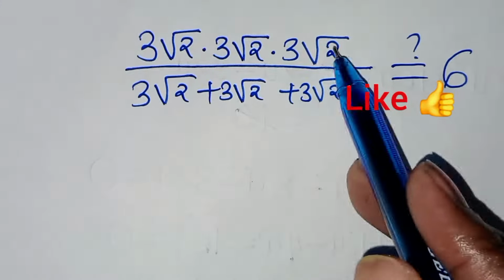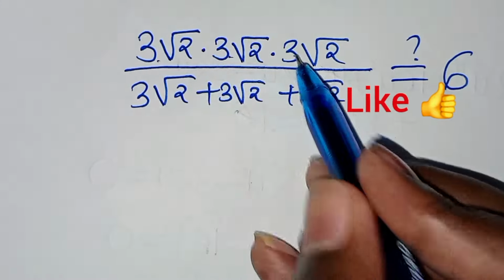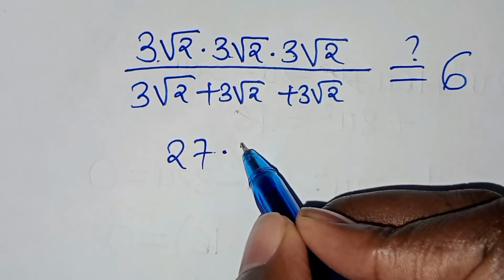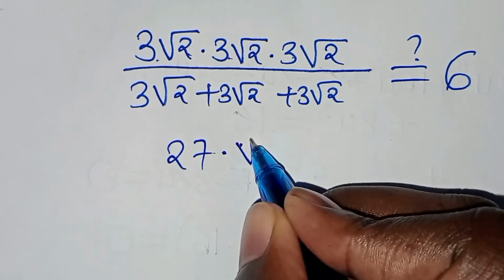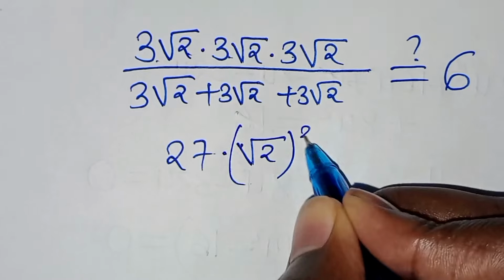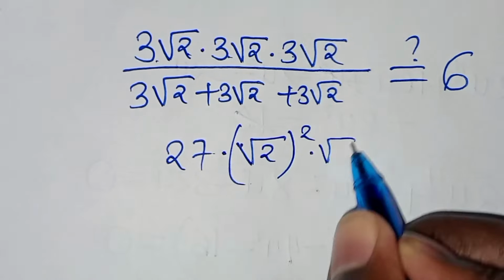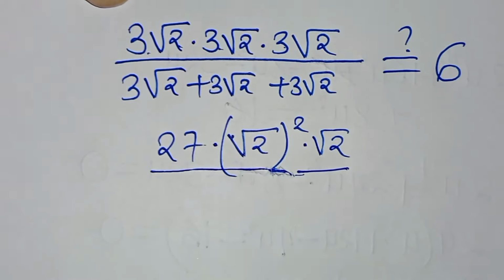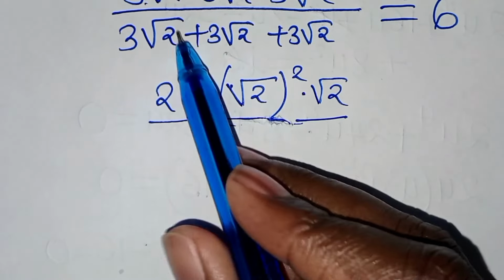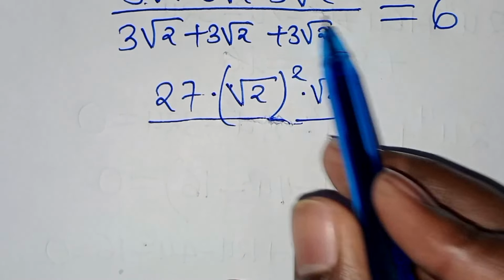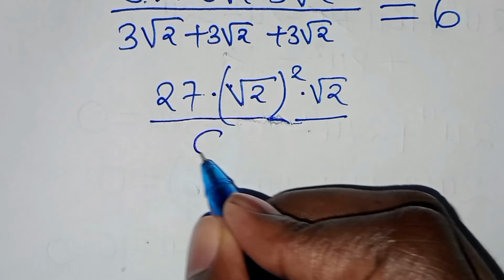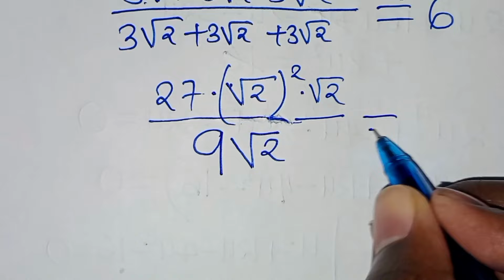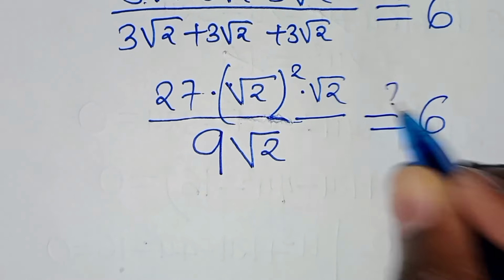So in the numerator part here, we have 3 times 3 times 3. This is 27 times, we have square root of 2 times square root of 2. This is square root of 2 raised to the power of 2, then times square root of 2, divided by, so let's divide here. We have 3 square root of 2 plus 3 square root of 2 plus 3 square root of 2. This is a total of 9 square root of 2. This is supposed to give us a value of 6.